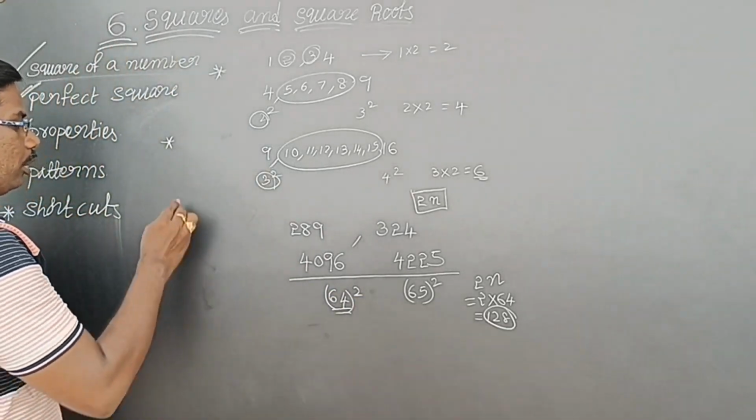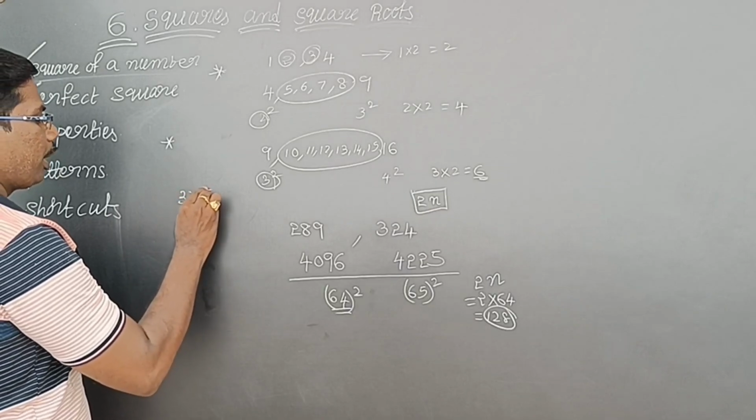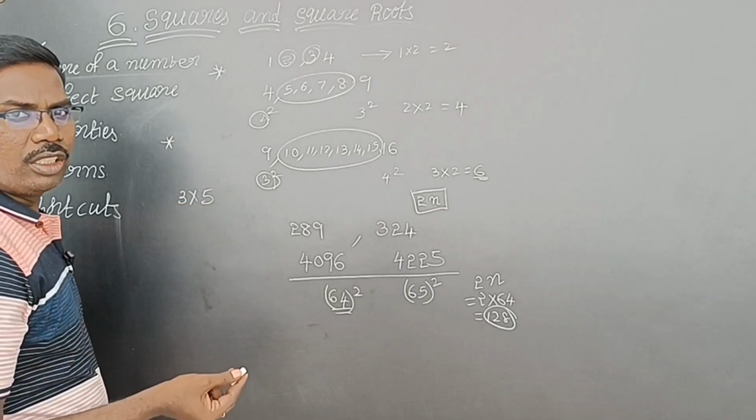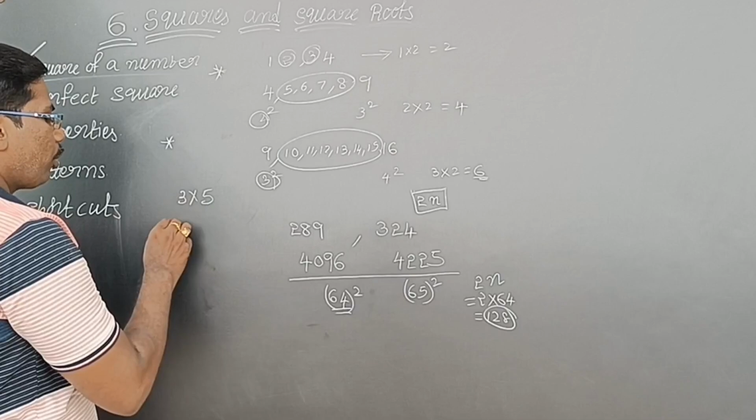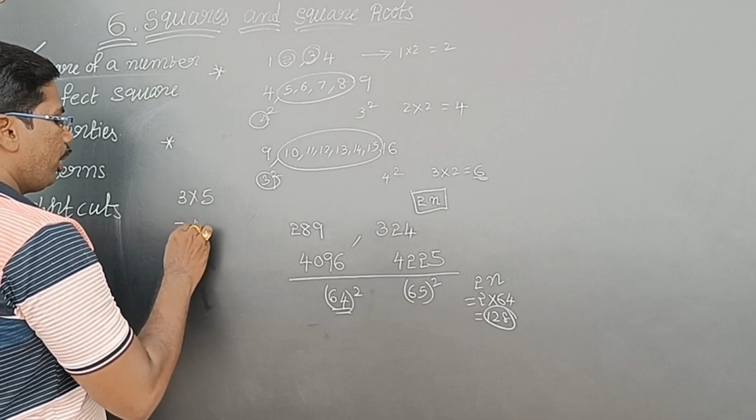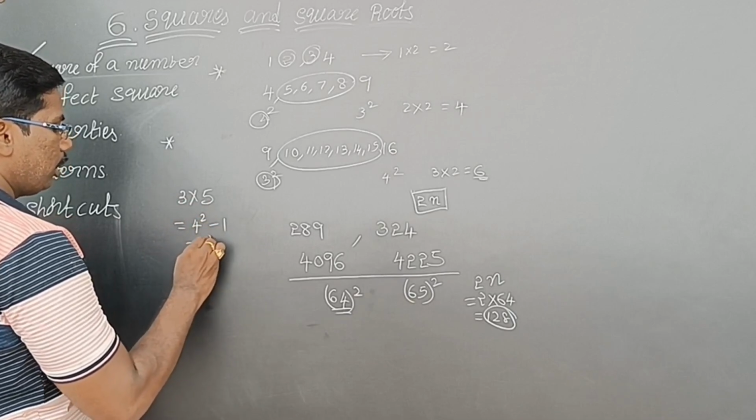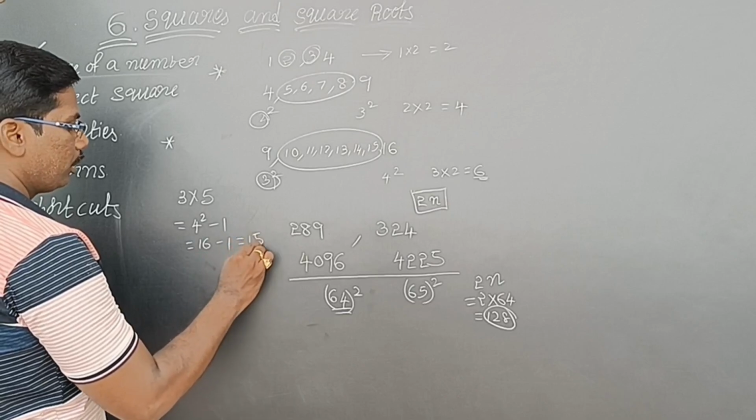Let us do one example. For example, I am taking 3 into 5. So 3 fives are 15, isn't it? How do you get the middle number? What is the middle number? The even number. So even number square minus 1. So that is 16 minus 1, which is equal to 15.